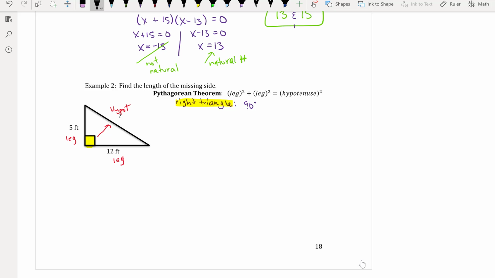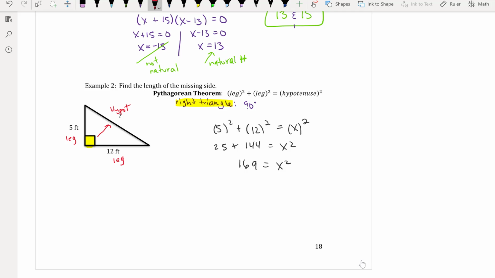So now that I have the setup, I can plug in my values. So I have leg squared. So the first leg that I can write, let's say, is 5. So I have 5 squared plus my other leg, which is 12 squared, is equal to my hypotenuse squared. I don't know what that is, so let's call it x. So 5 squared is 25. And if I have 12 squared, well, that's 12 times 12. So that's 144 is equal to my x squared. So 144 plus 25 gives you 169 is equal to my x squared.